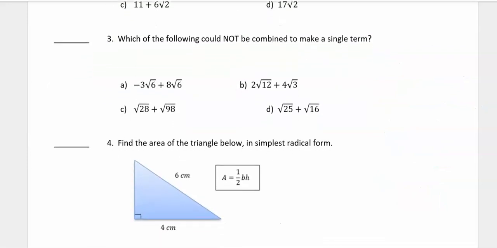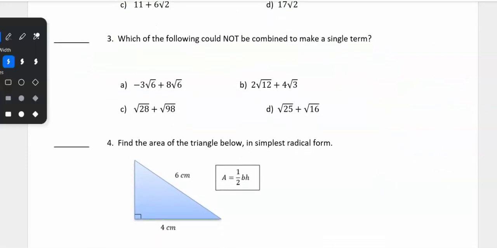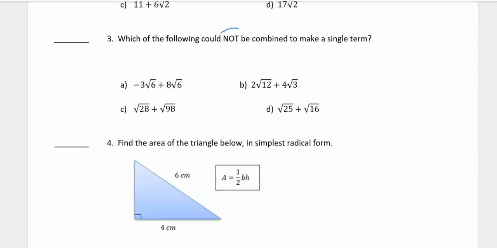Number 3, which of the following could not be combined to make a single term? Do not look over the word not. All right, I notice that all of them are adding and subtracting, and I know I can only add them together if they are like terms, like radicals. So number 1, you can add those together because they both have a radical 6. So that would be 5 radical 6. So it's not A.